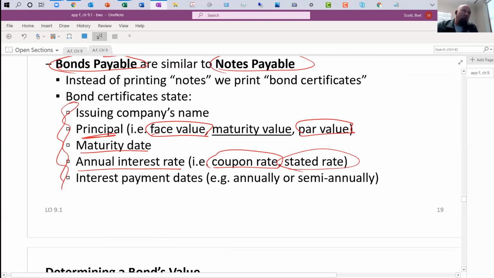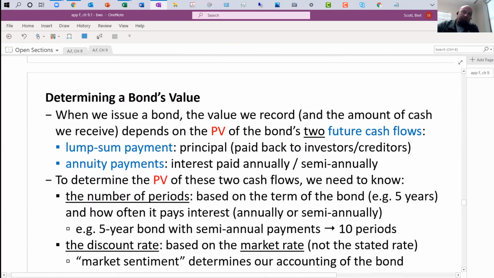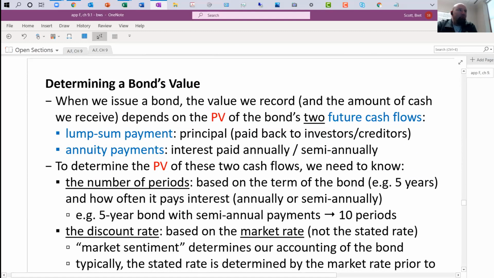So we have more control. We can still raise cash doing this. The problem is when we issue the bonds, we need to worry about how much to record on the issuance date. It's not as straightforward as you think.